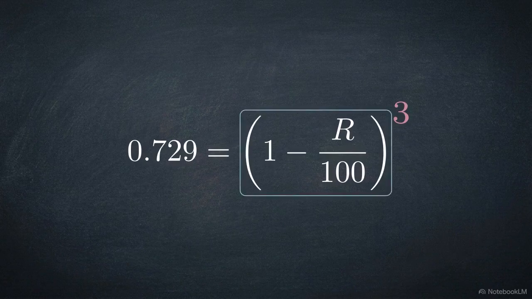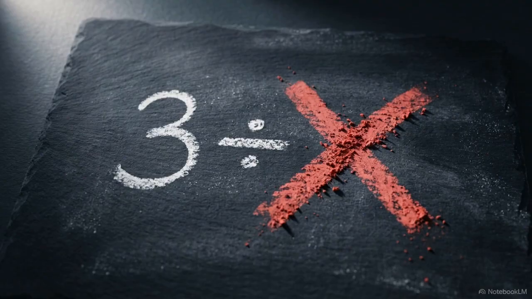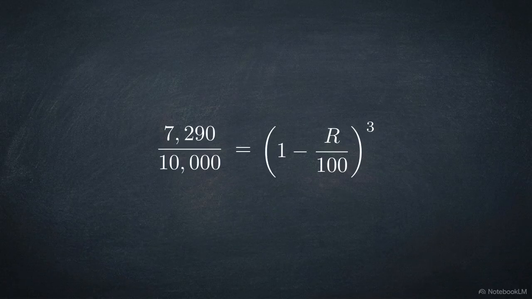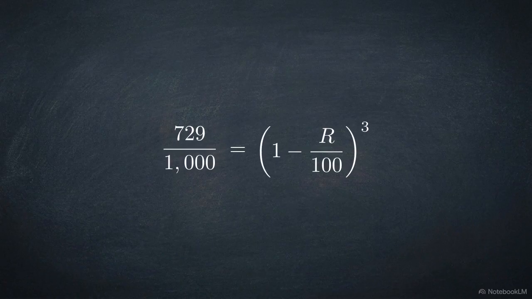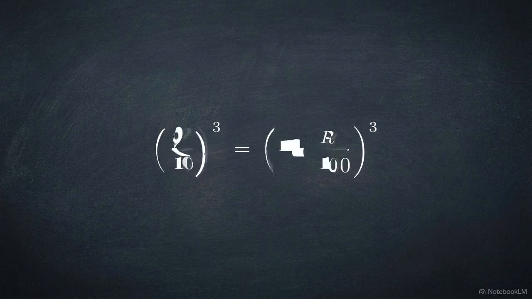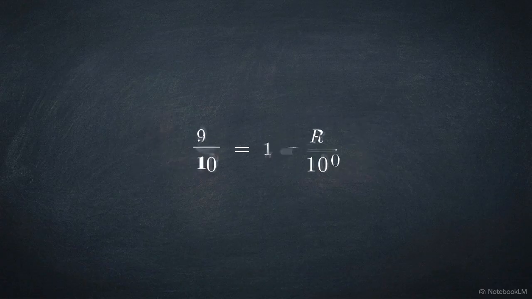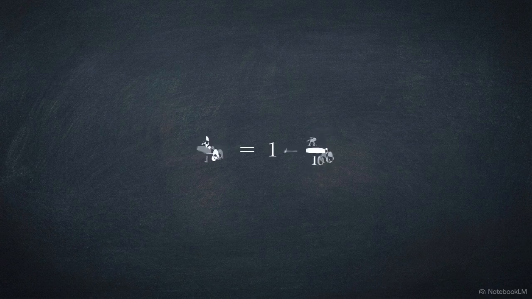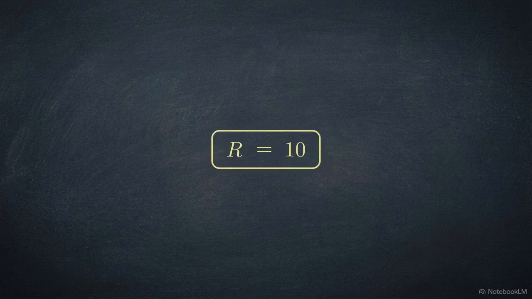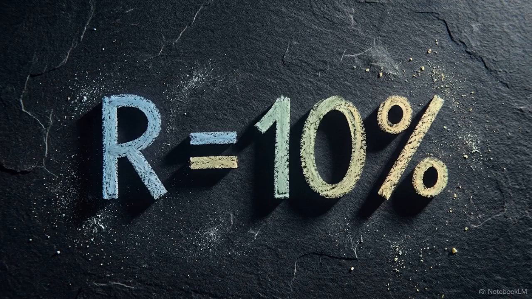Now we face a small mathematical hurdle. We have an unknown expression raised to the third power. How do we properly remove it? A very common mistake here is trying to divide by 3, or assuming the powers can just be randomly crossed out. Never do that. 729 and 1000 are exact cubes. We rewrite the fraction as (9/10) cubed. Take the cube root of both sides to remove the exponent. This leaves 0.9 equals 1 minus R over 100. Rearranging gives R over 100 equals 0.1, making R exactly 10.